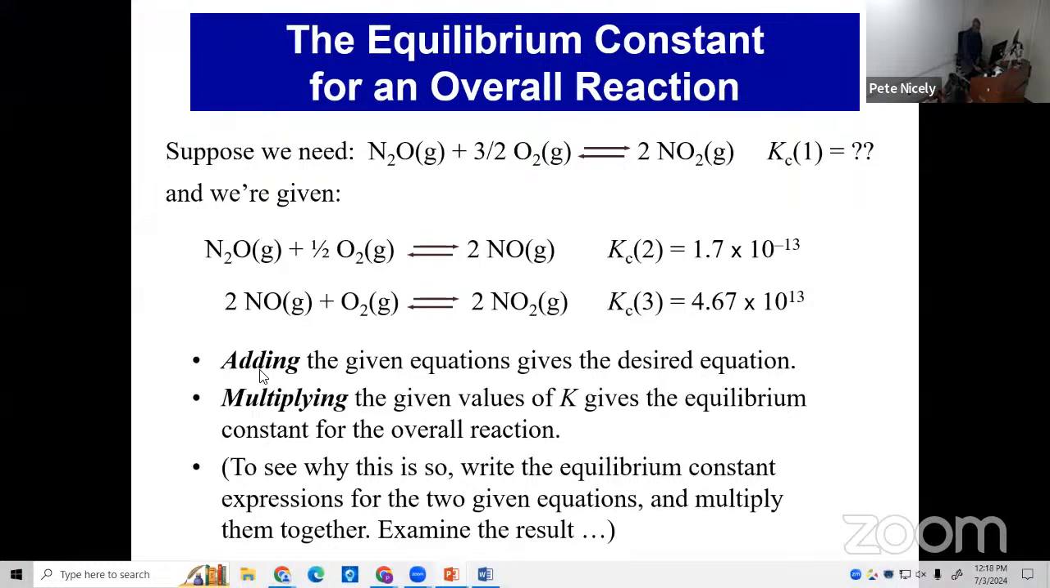All right, so we're finished with this. Basically, the net result is that whenever you're adding equations, to get the corresponding net Kc value, you multiply the individual Kc values for the equations that you're adding together.